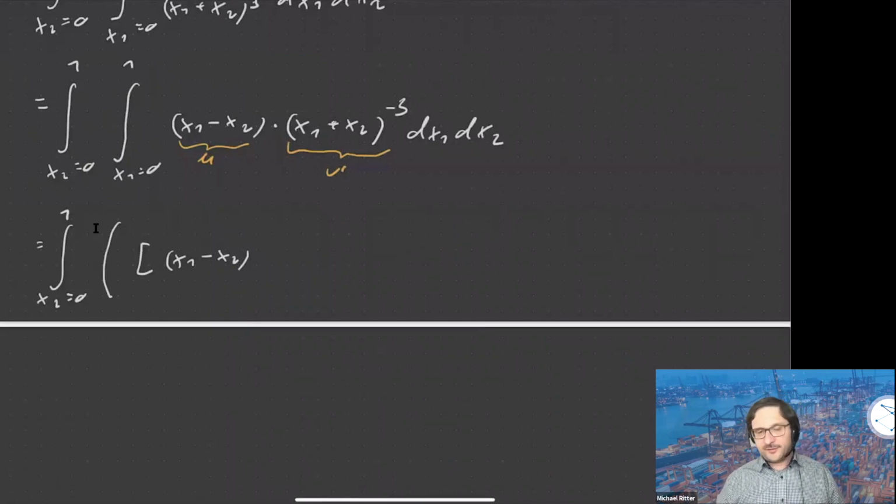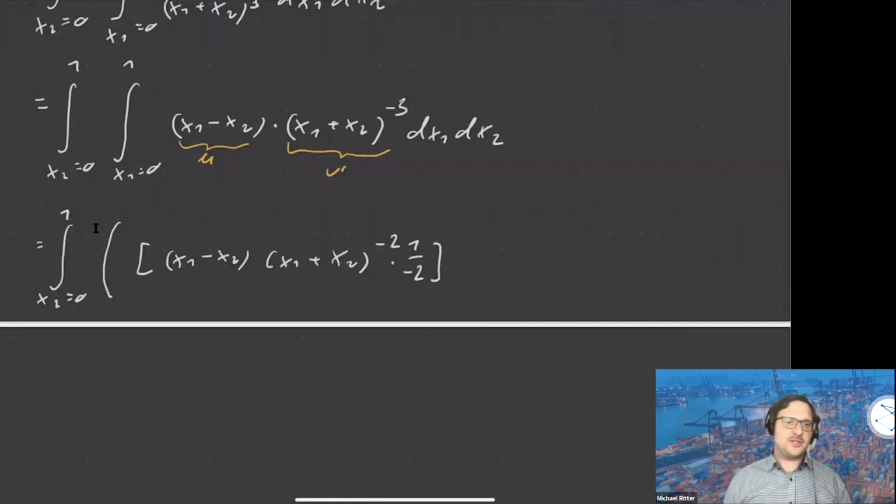You get the integral of that by increasing the exponent by 1. So we have something to the power of minus 2, and then dividing by that new exponent. Okay, so this is x1 plus x2 to the power of minus 2, and then we have to divide this by minus 2. And there's no factor in front of the x1, so no complications arise here. Okay, so this needs to be evaluated for x1 from 0 to 1.